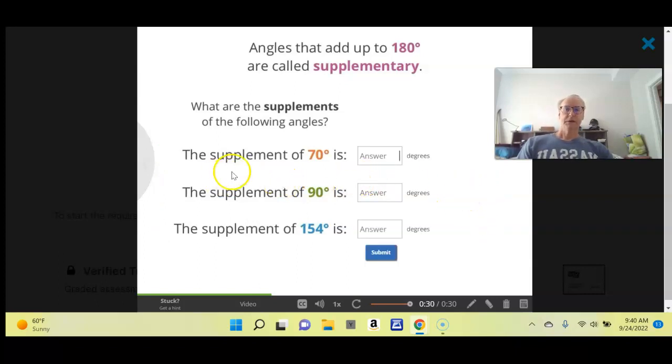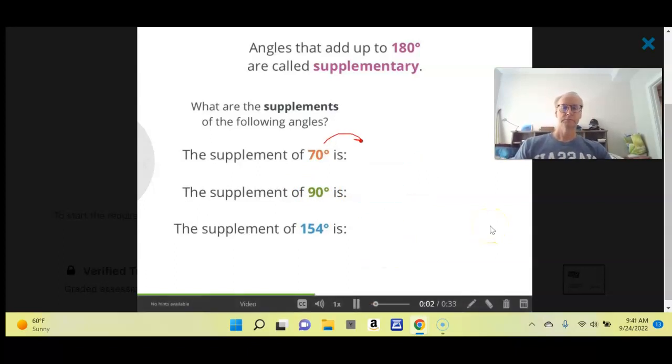Here's a hint. You see how supplementary has two p's in it, and complementary only has one p. I think of the p's as being the perpendiculars, and the two p's gives me 180 degrees. Clearly, I need 110 more. The supplement of 90 degrees is 90, because that makes 180 altogether, and this one needs 26 more.